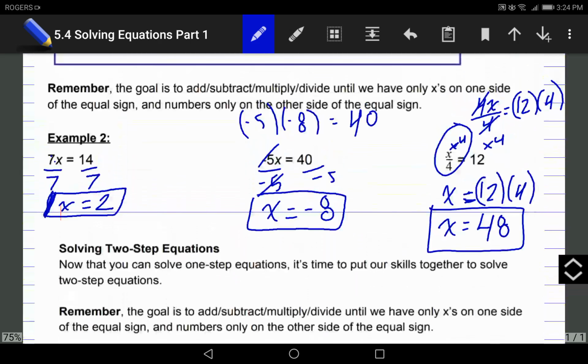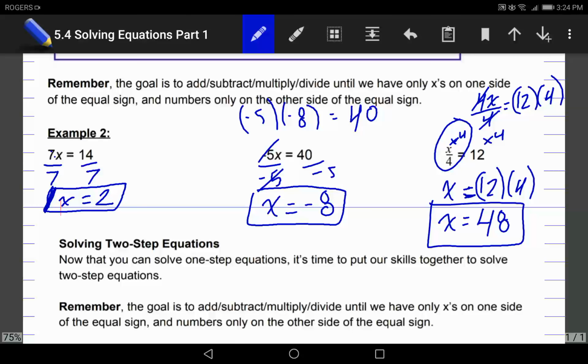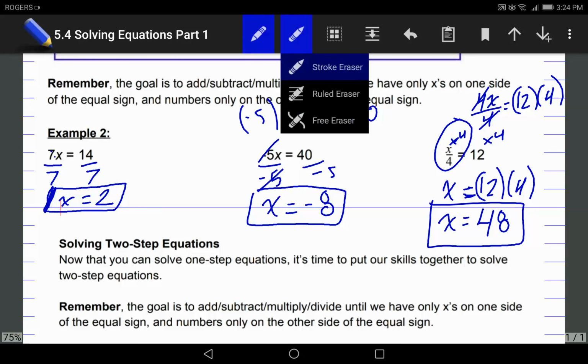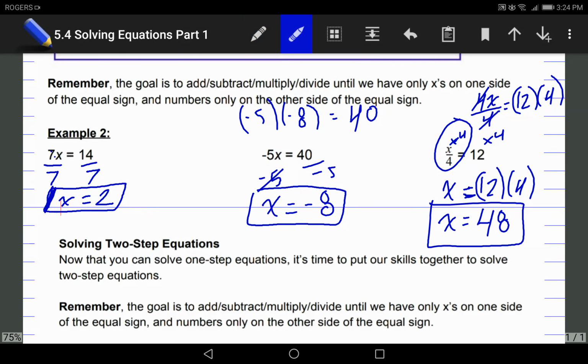All right, so I strongly suggest you pause the video at this point and redo these 3 questions I just did. Make note of where we're going to have some problems, right here, for example. See how it says negative 5 times x? You're going to think, oh, the opposite of negative 5 is divide by positive 5. No. Okay? You still divide by negative 5.